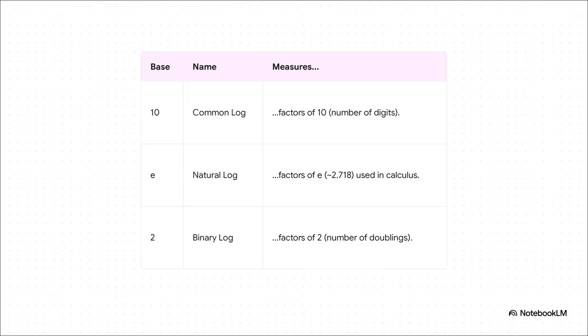Now, you'll run into a few different flavors of logs, and it all just comes down to the base number they use. Base 10 is the common log, and it's super intuitive for us because we count in tens. Then you have base e, the natural log. Sounds a bit weird, I know, but it is absolutely essential for things in nature that grow continuously. And finally, there's base 2, the binary log, which is the absolute bedrock of computer science. It's all about how many times you have to double something.